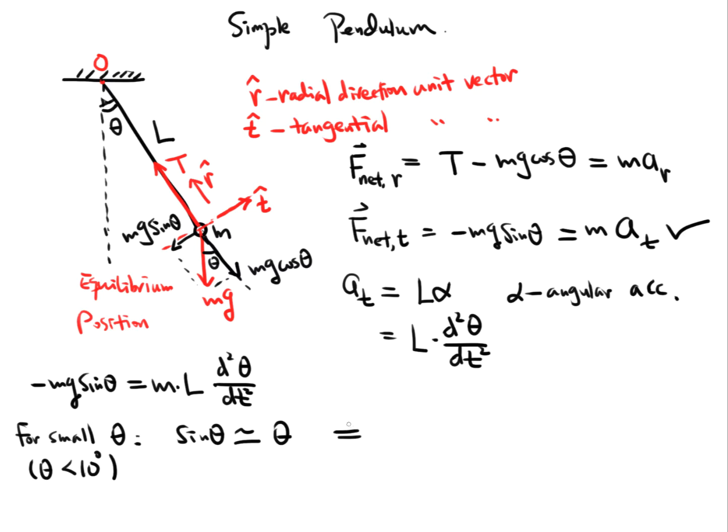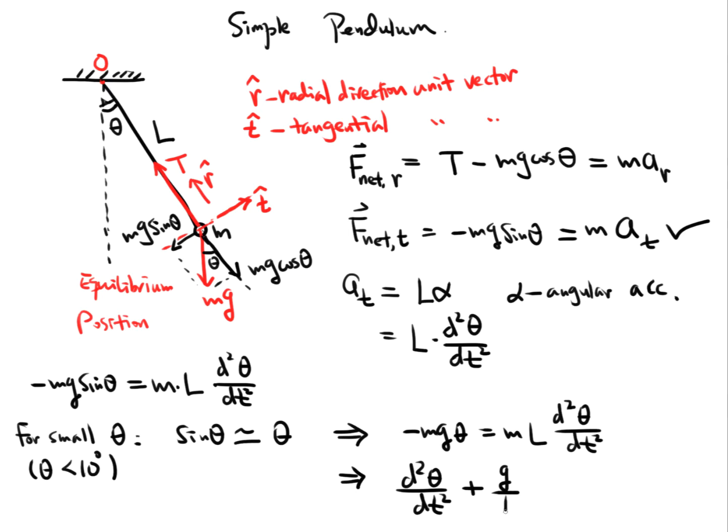Okay, so now under such an approximation, we have negative mg theta equals mL times the second derivative of theta with respect to time. Okay, so that can be written as the standard form d squared theta dt squared plus g over L times theta equals 0. So that's the standard form of simple harmonic motion.